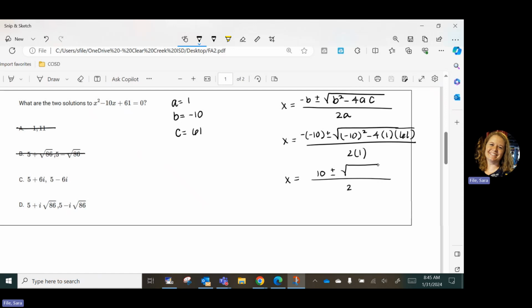So what is negative 10 squared? 100 minus, and that's going to stay a minus because I can see it's a negative times a positive times a positive, so I know it's still going to be negative. So I just need to do 4 times 61, which is 244. So what is 100 minus 244?